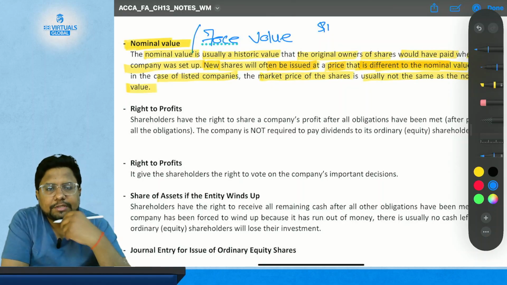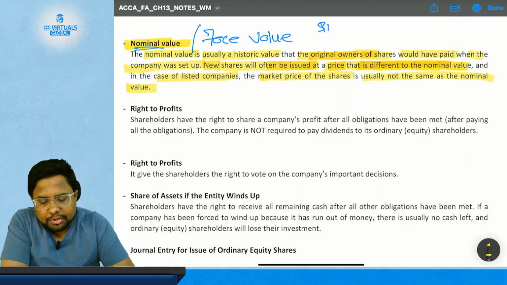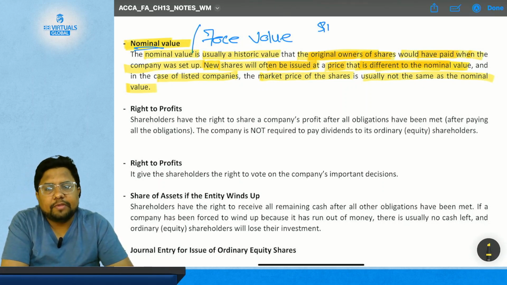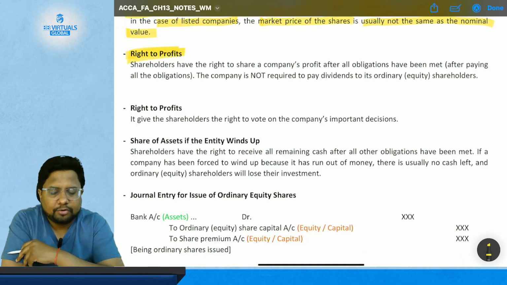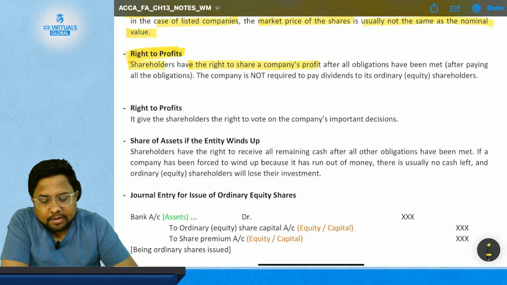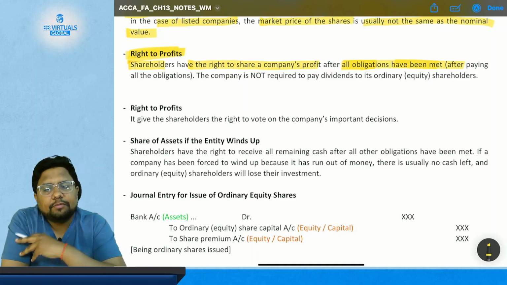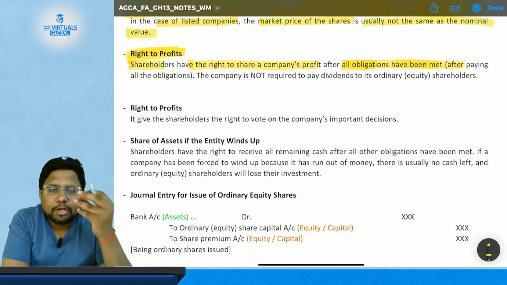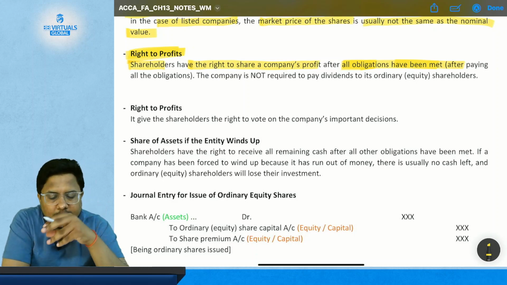Okay. So this is the concept regarding the nominal value, which is the price at which the original owner of the share would have paid when the company was set up or incorporated. Then the second feature is right to profit. So shareholders, being the original owners of the company, have the right to share a company's profit after all the obligations have been met. That means after paying all the expenses, after paying all the obligations, whatever is left with the company as profit, the shareholder will have some share in that profit also.